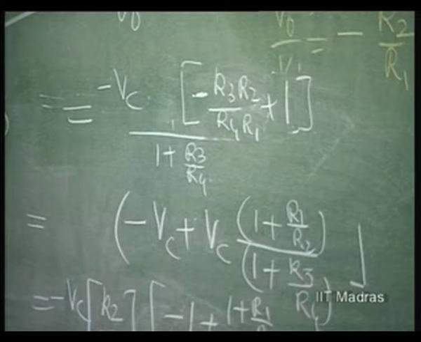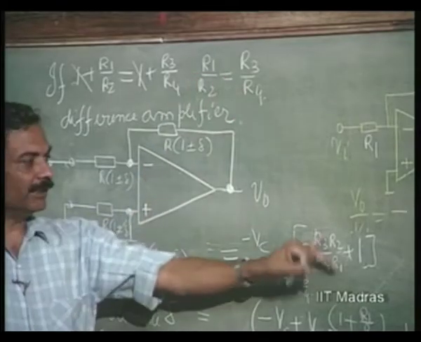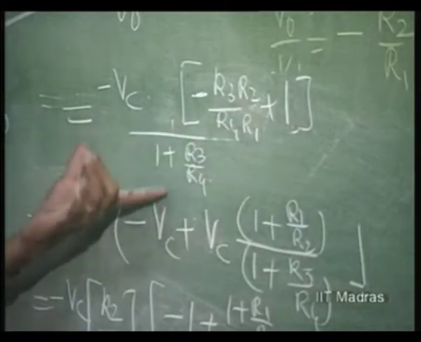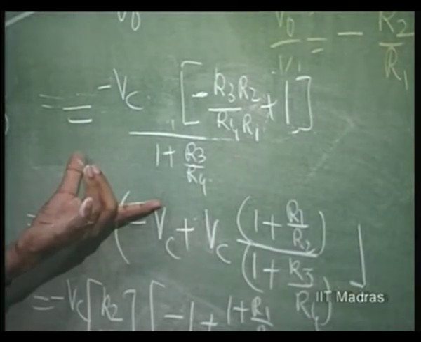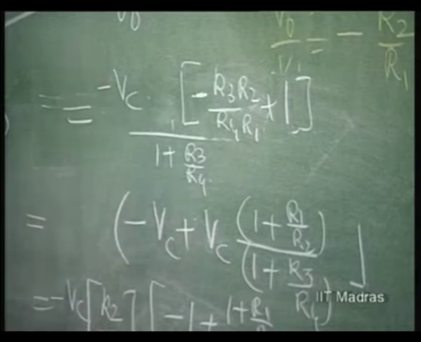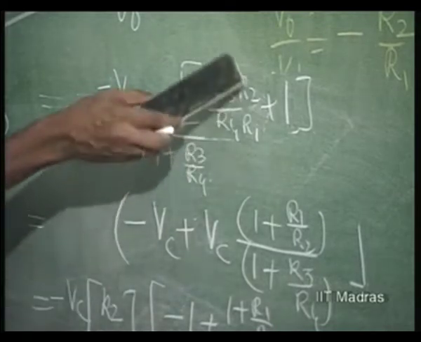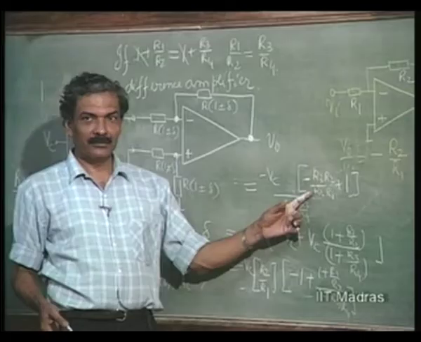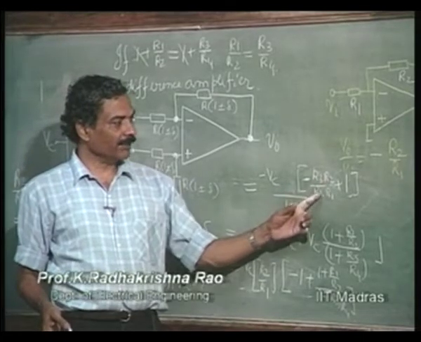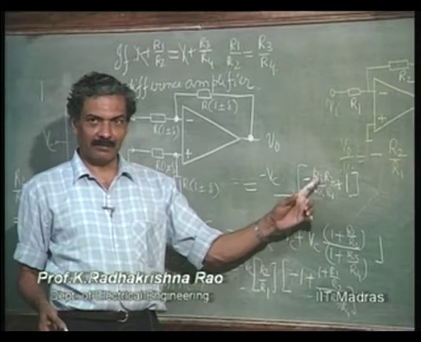Which should have been equal to 1 nominally. If this is 1, this is 1 minus 1, this is 0. Common mode gain is 0, common mode rejection ratio is infinity. In this particular case, what is the worst case value for this? When all the nominal values are R, this will be R squared, this will be R squared, that gets cancelled, nominal value is 1.